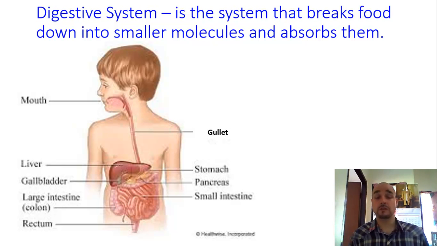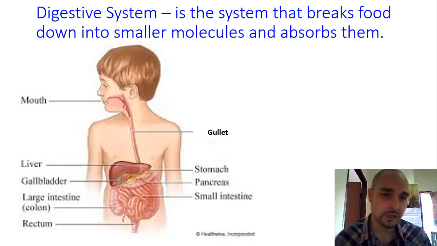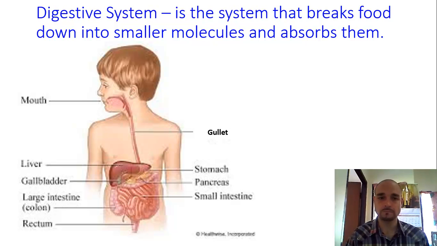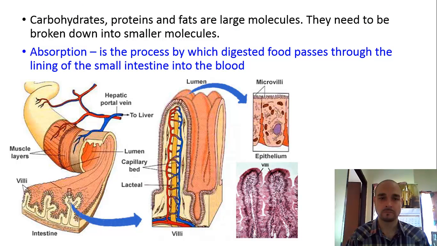Okay, the digestive system is the system that breaks food down into smaller molecules and absorbs them. Carbohydrates, proteins, and fats are large molecules. They are too big to be absorbed into your bloodstream, so before they can be used, they need to be broken down into smaller molecules. Absorption is the process by which digested food passes through the lining of the small intestine into the blood.